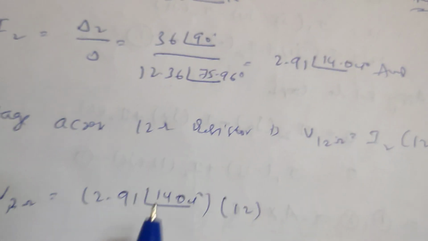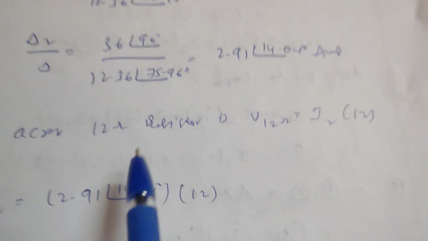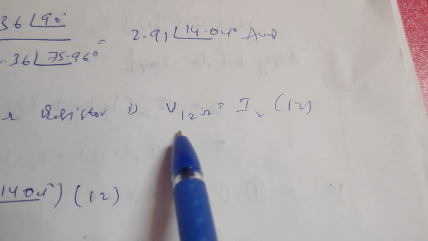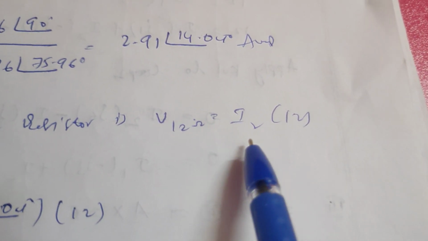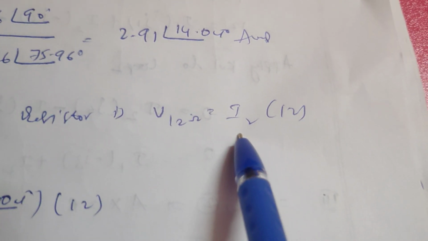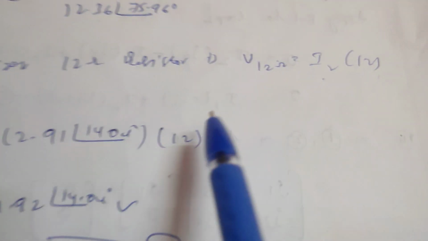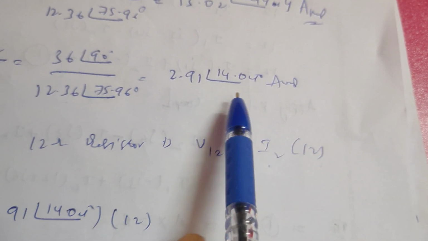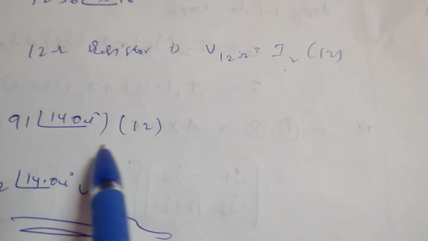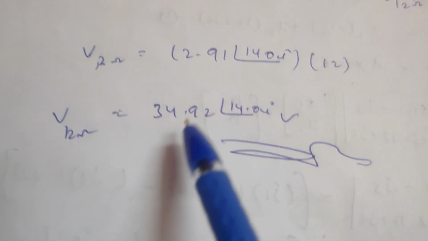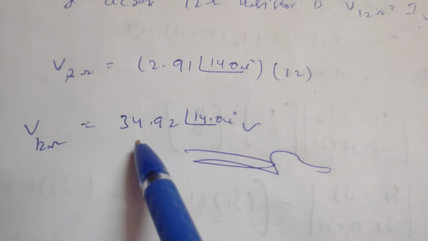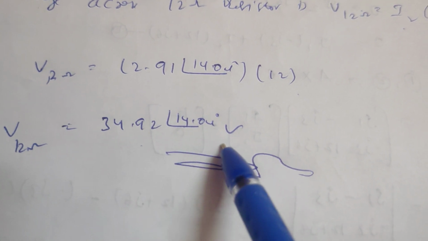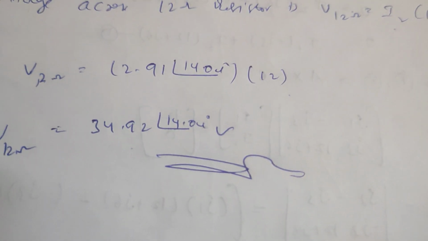They are also asking to find the voltage across the 12 ohm resistor. The voltage across the 12 ohm resistor is simply the second current I2 into 12 ohms. So V12 is equal to the second current, 2.91 at an angle of 14.04, multiplied by the 12 ohm resistor, and we'll get a value of 34.92 at an angle of 14.04 volts.